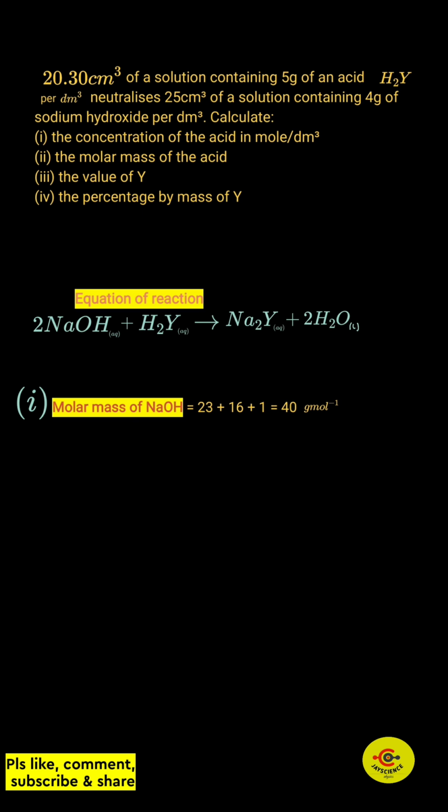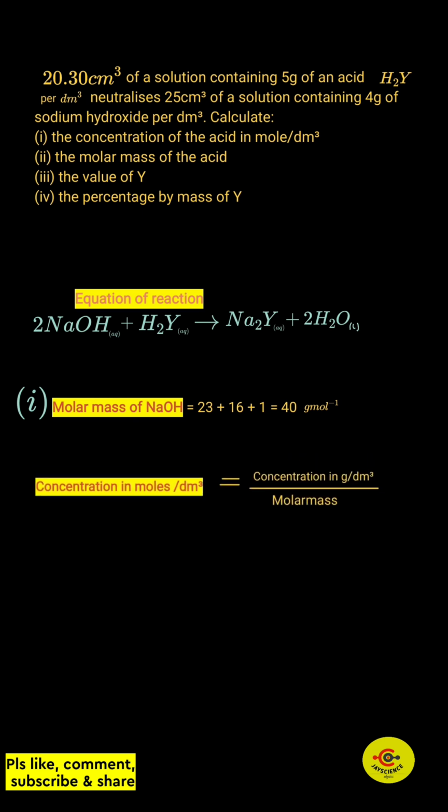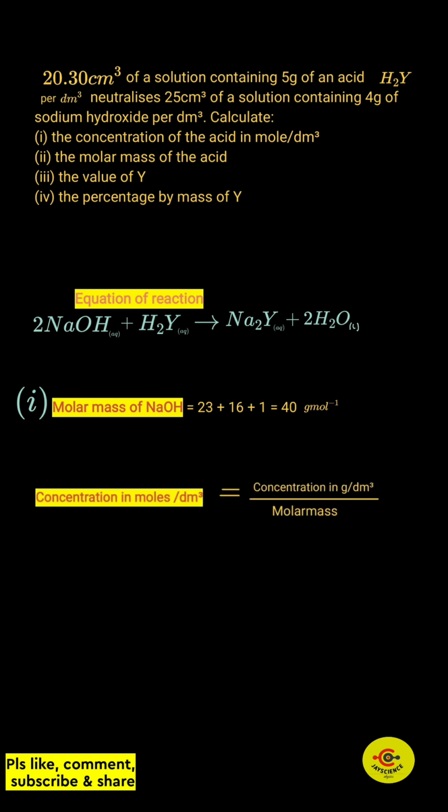The next equation we need is that of concentration in moles per dm³ equals concentration in grams per dm³ over the molar mass. That is 4 grams given to you from the question, and then the 40 grams per mole you got as your molar mass. That gives you 0.1 moles.